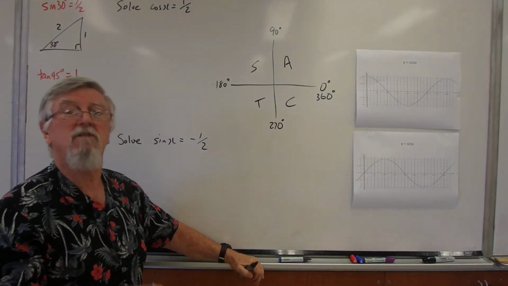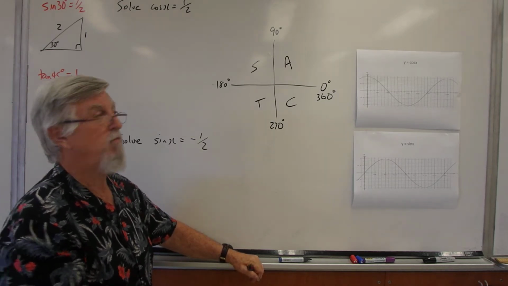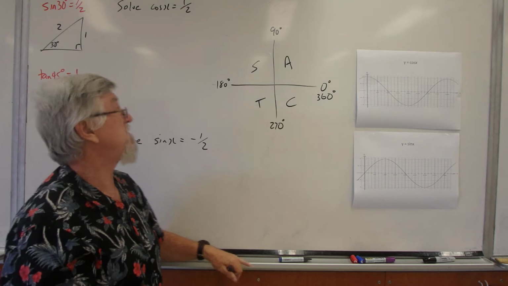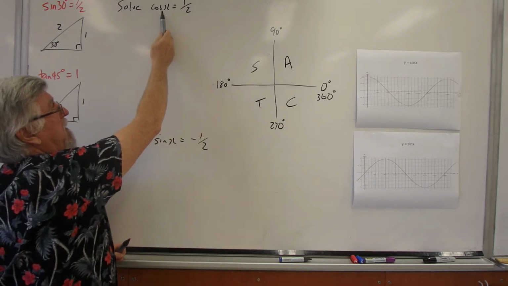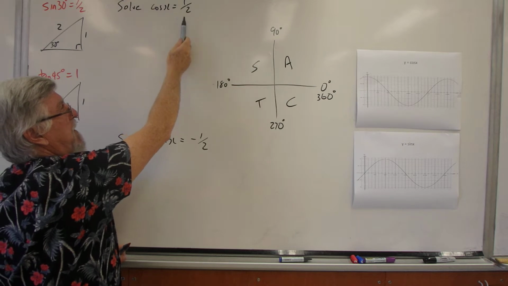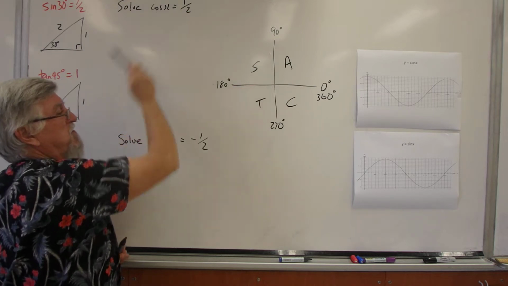This is the third in the videos of solving trig equations. On the first one we made them all simple ones. Now we're still simple, just a little bit further in our thinking. We're looking at what angles for cos will give us an answer of a half.